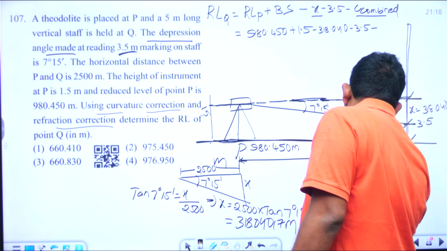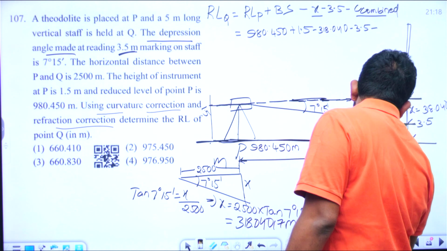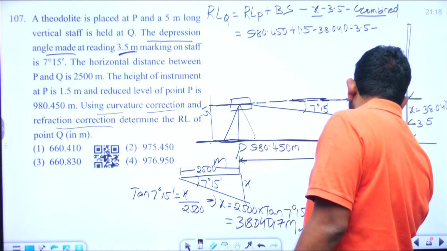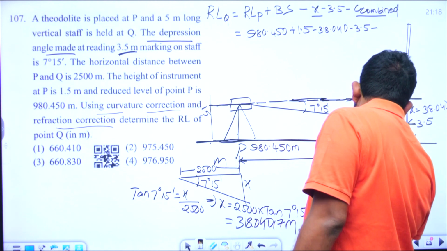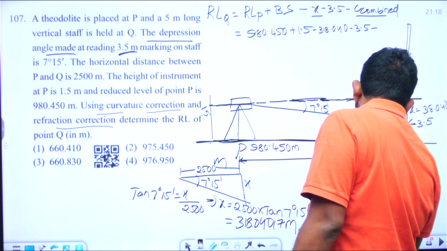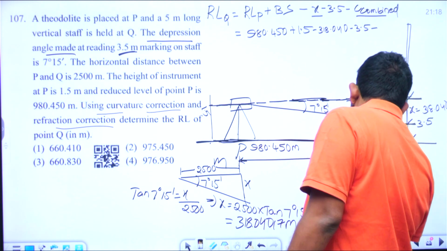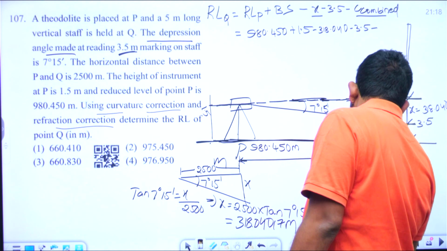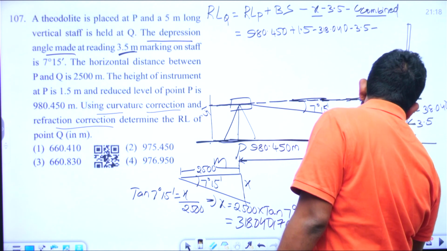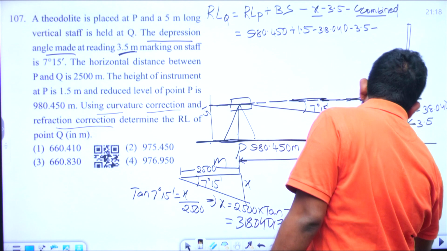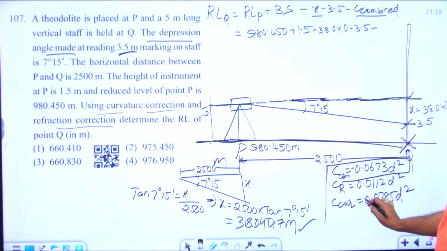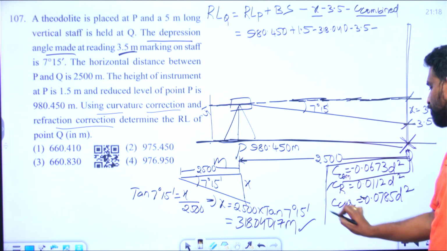So now the combined correction formula is 0.0673 d square, and this will also be negative. This is C combined. For refraction it is 0.112 d square, and for curvature of the earth, combined, it comes out to be 0.0673 d square. So finally we are supposed to use only this one, 0.0673 d square, and the curvature correction is also negative. The combined correction is nothing but the combination of these two.